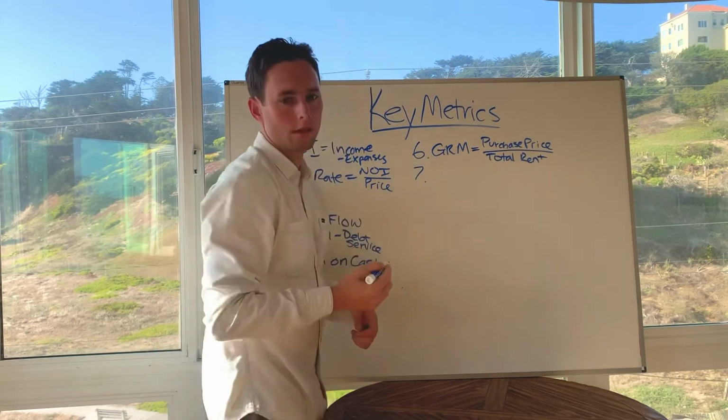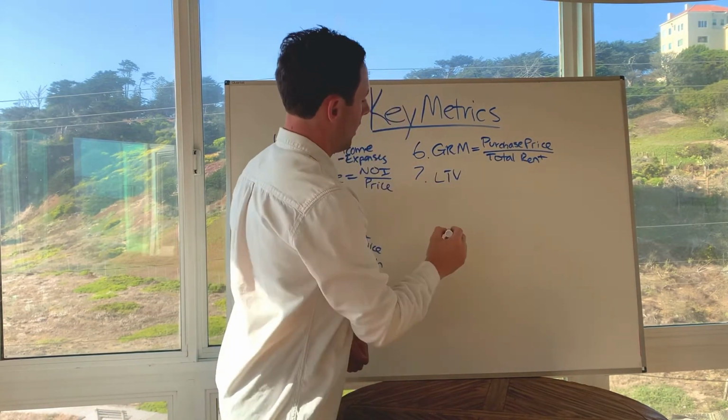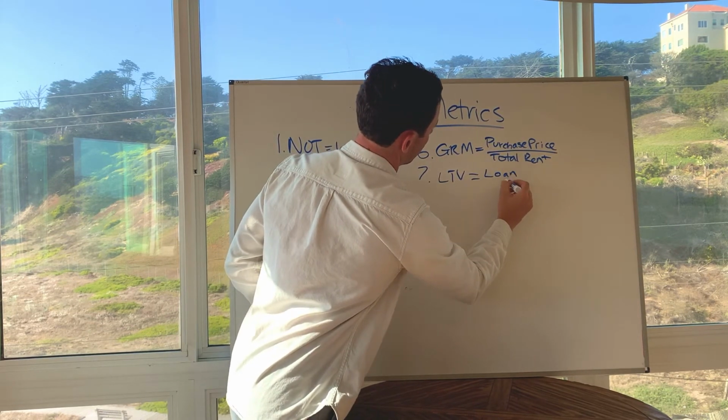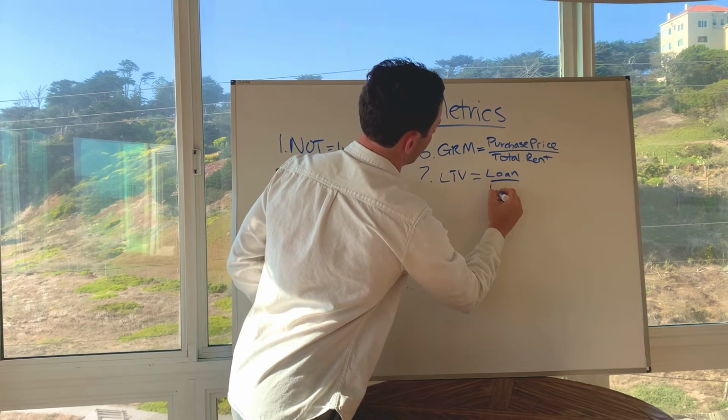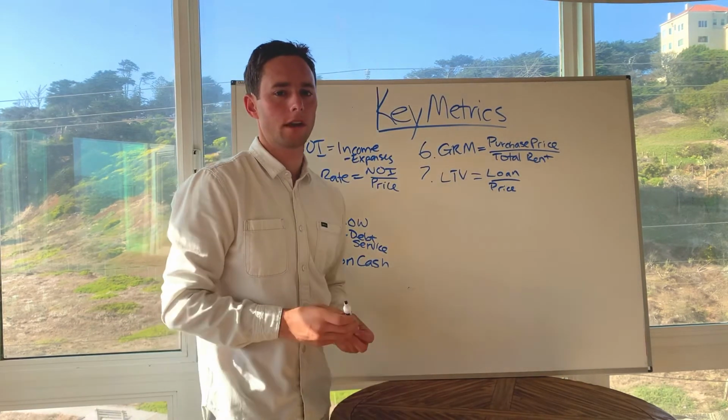And then the seventh one is loan to value ratio. And this is how much of a loan you are getting divided by the price of the property. Shows you how much leverage you're taking on.